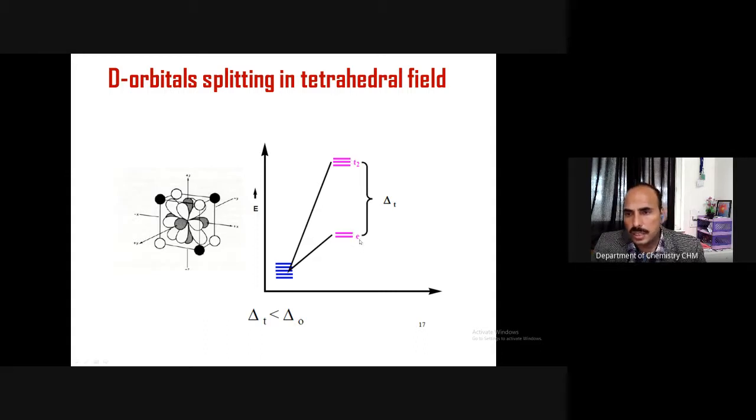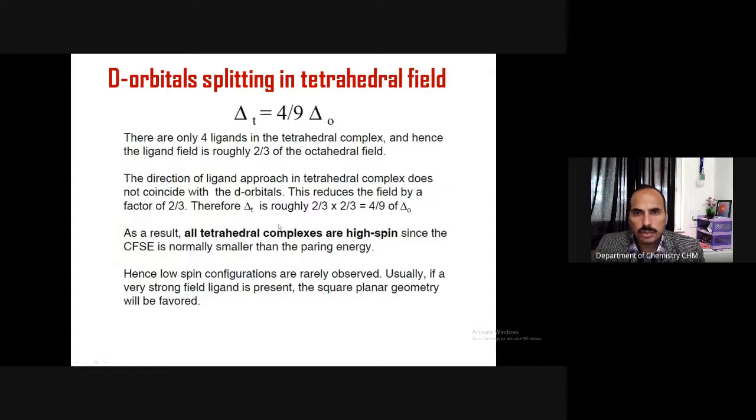In this case, the g, that is gerade, because of the centrosymmetry, that term was used in the octahedral case, is not being used over here. It is just E and T2. The gap between E and T2 is delta T, the crystal field splitting in a tetrahedral geometry. I told you in the last video also that delta T is less than delta O, and the relation is given over here: delta T is equal to 4 by 9 of delta O.